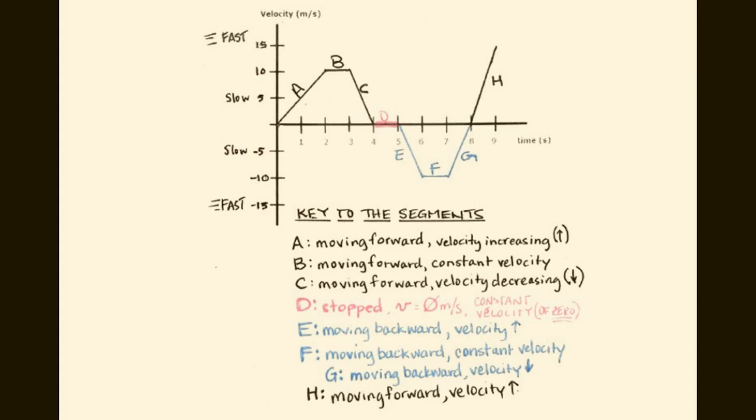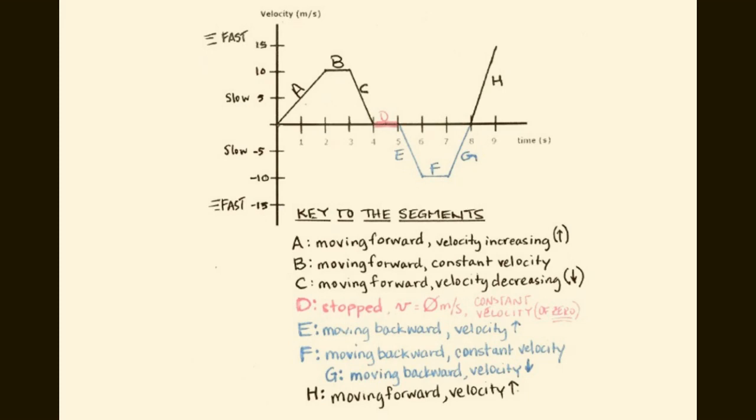Finally, in section H, the object is now moving forward while increasing its velocity as we see the line go towards greater or larger positive values. At 8 seconds, the object had a velocity of 0 meters per second and quickly accelerated from 8 to 9 seconds, increasing its velocity to 15 meters per second at 9 seconds.